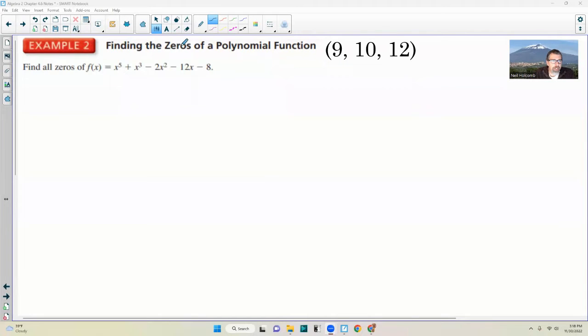Okay, example 2, finding the zeros of a polynomial function. Find all the zeros of f of x, and it's x to the 5, 3, 2, 1, 0. It's in standard form. So I'm going to highlight the first term right there. The degree of the polynomial is 5. So there are 5 solutions. We are looking for 5 solutions. This time it does say find all the zeros or solutions. Okay, so it has 5 zeros. They might be duplicates. They might be repeated.